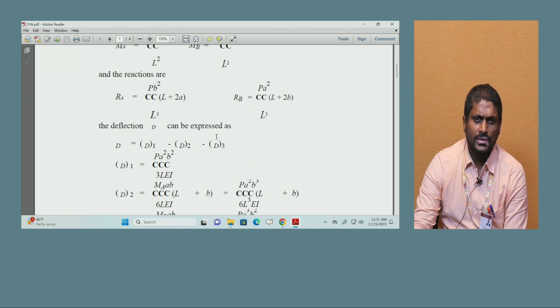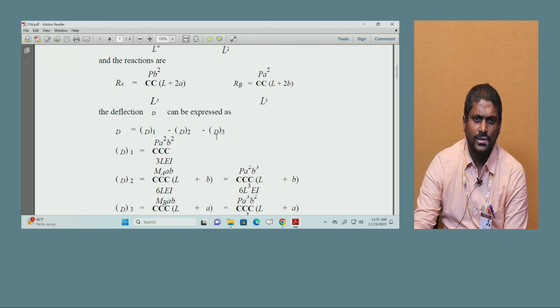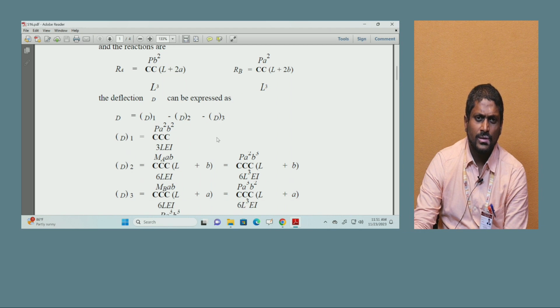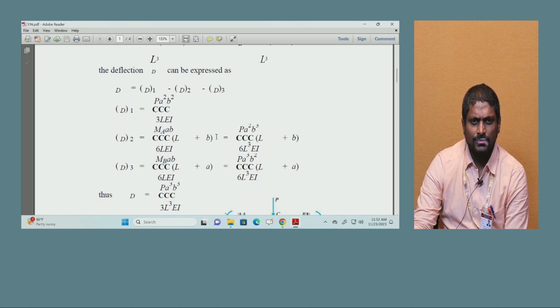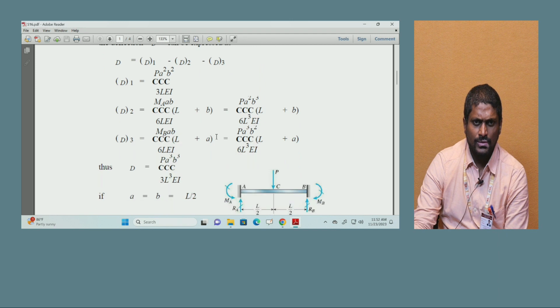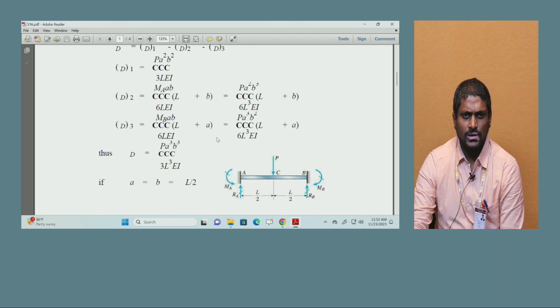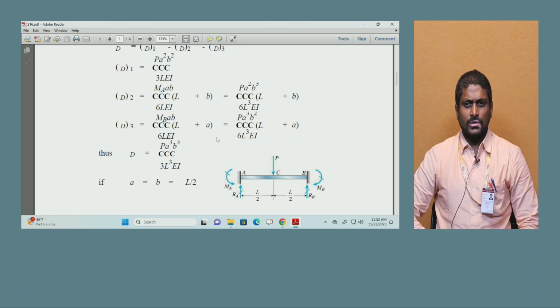D1 equals P a square b square by 3 EI L, then D2 equals MA ab by 6L EI into L plus b, which equals P a square b cube by 3L cube EI, and MB ab divided by 6L EI, which equals P a cube b square by 6L cube EI, and P a cube b cube by 3L cube EI, when a equals b equals L by 2.